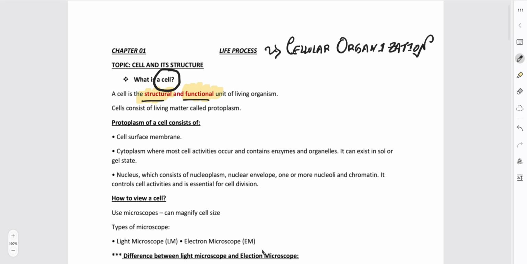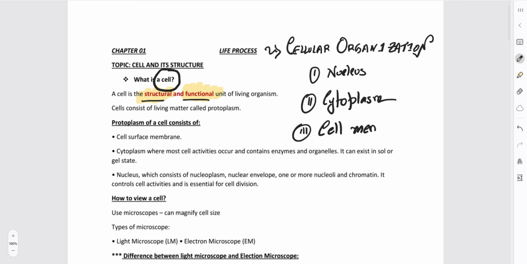So to understand the cell, we have to understand the structure of a cell. Now, a cell has three main components. One is the nucleus, one is the cytoplasm, and finally the cell membrane. For any living body to be considered a cell, it must have these three structures: the nucleus, the cytoplasm, and the cell membrane. Right? These are the three key components that must be present in all cells.